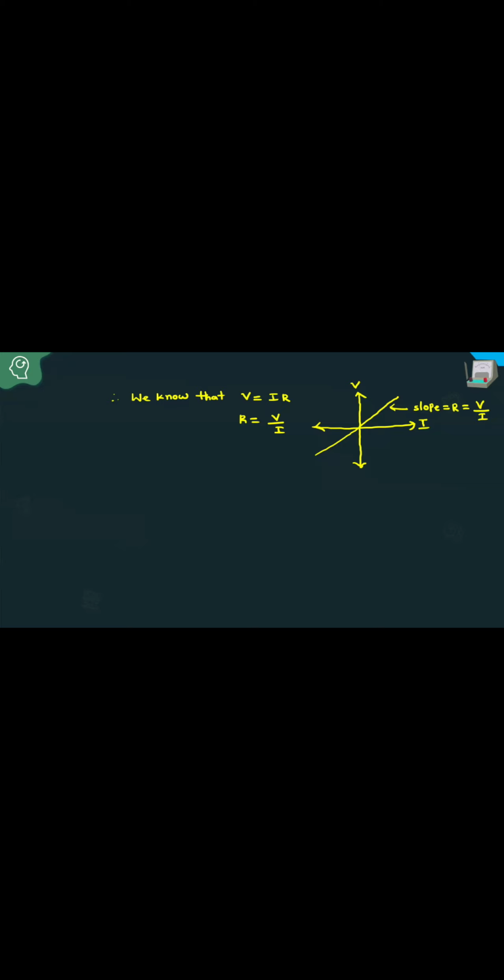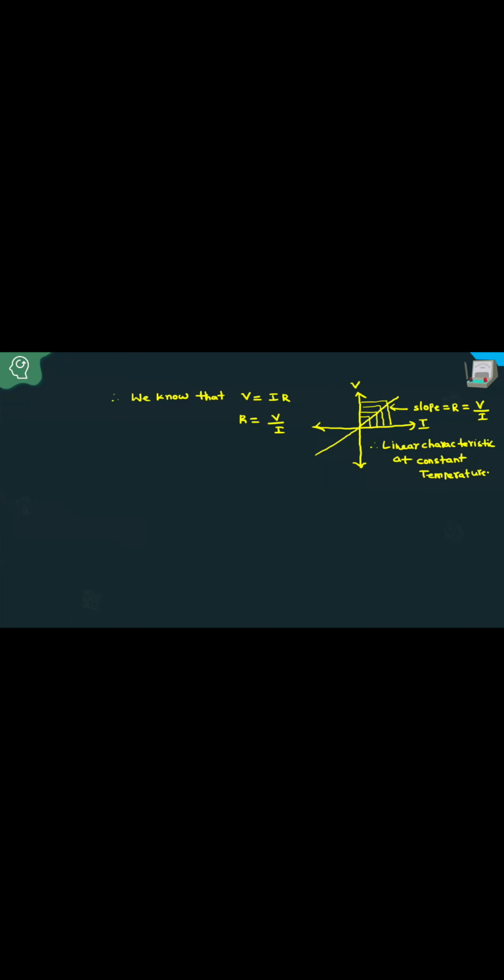It is a linear characteristic. For linear characteristics, the slope remains constant. Therefore, resistance has linear characteristics. But which is constant, friends? At constant temperature. This is applicable at constant temperature. Okay, this is about what exactly Ohm's law is.